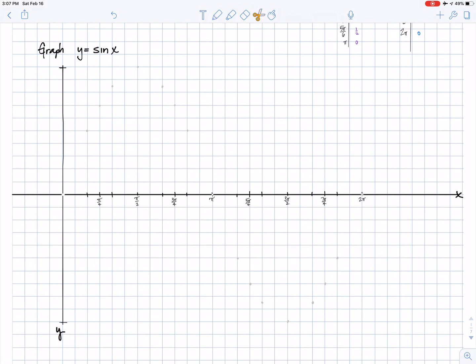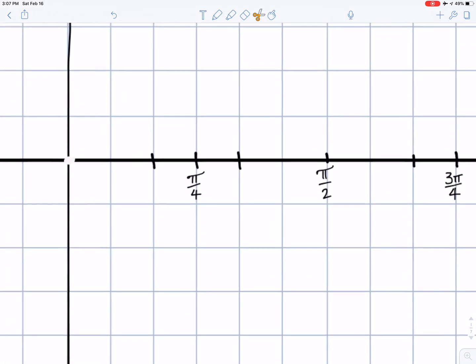Notice here a couple of things. I have these kind of portioned out by quadrant. So there's the first quadrant with pi over 4 smack dab in the middle and pi over 2 at the end of the first quadrant. And then I've got the second quadrant where 3 pi over 4 is in the middle, pi is at the end. And then here's my third quadrant, and here's my fourth quadrant.